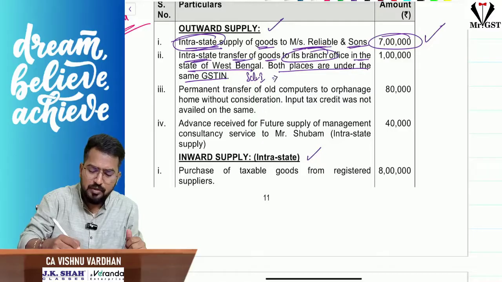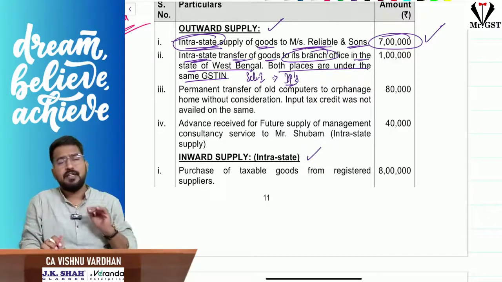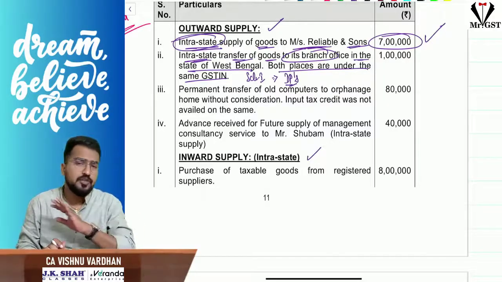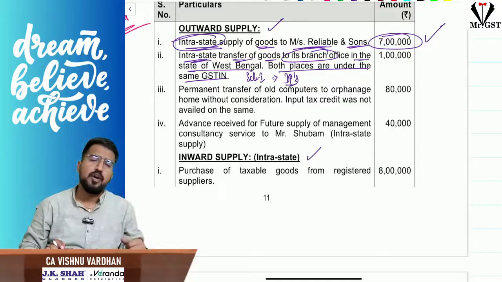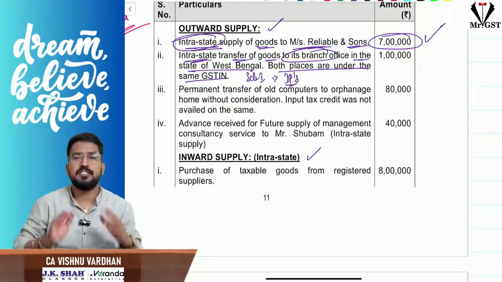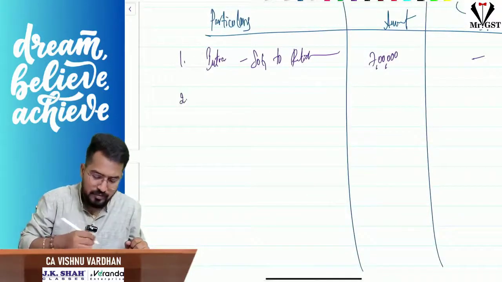If you see the Schedule 1 distinct persons concept, these are located in the same state and have the same registration. They cannot be called distinct persons. So supply between them without consideration will not be treated as supply, and hence there is no GST obligation here. So what you should do, second one, you should write the point here.